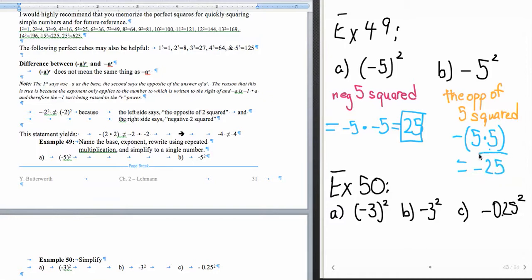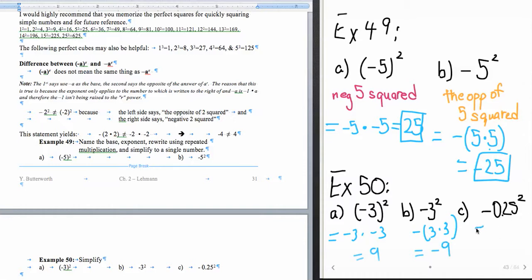And then finally, our last one here, example 50, just practicing each of these. So you might want to pause here and then come back and get the answers in just a moment. So this one is a negative 3 times a negative 3, which we already saw. Negative 3 times a negative 3, and that's going to give us a positive 9. And then this one says the opposite of 3 times 3, and that's going to give us a negative 9.